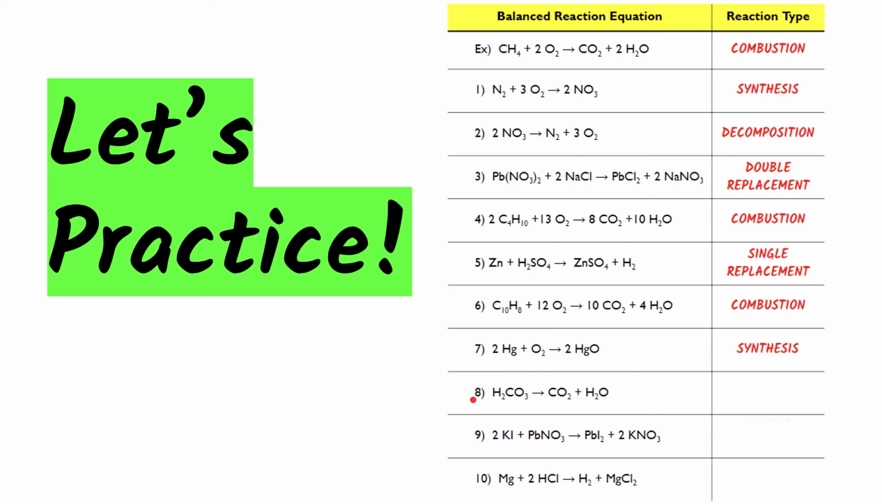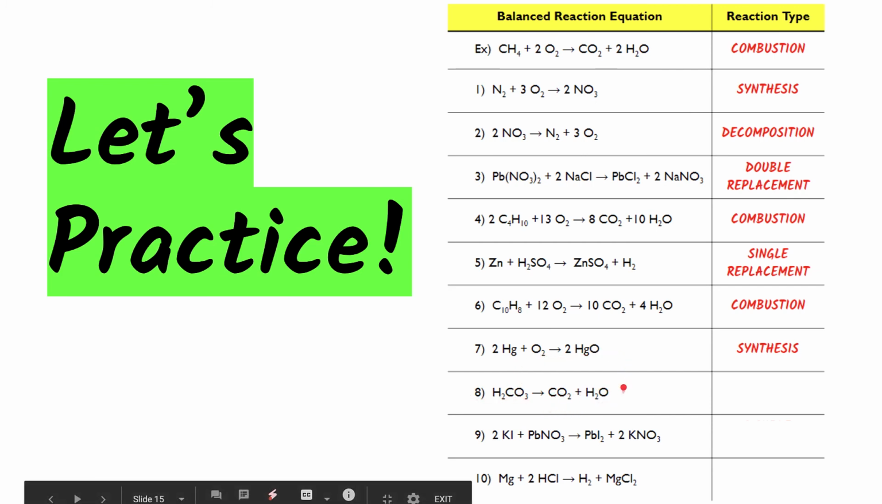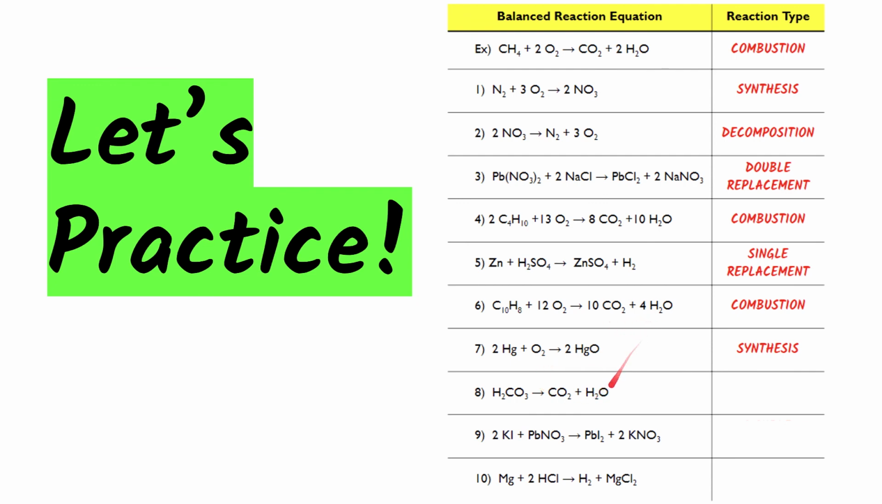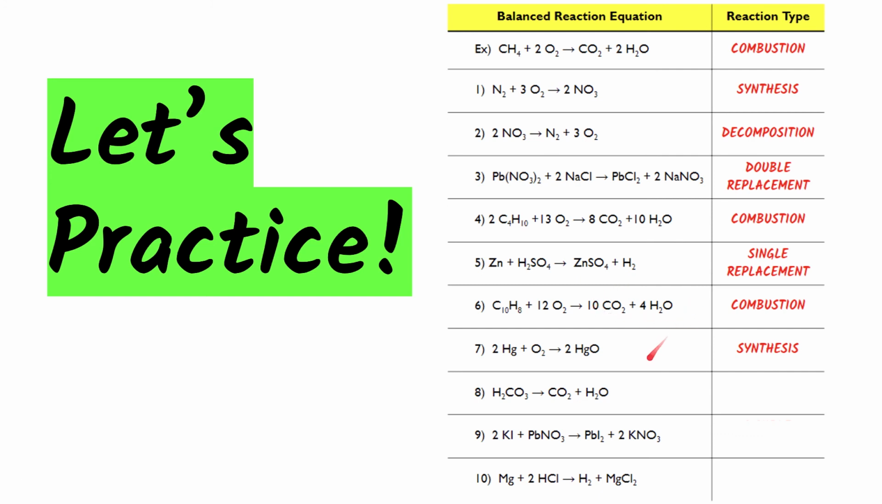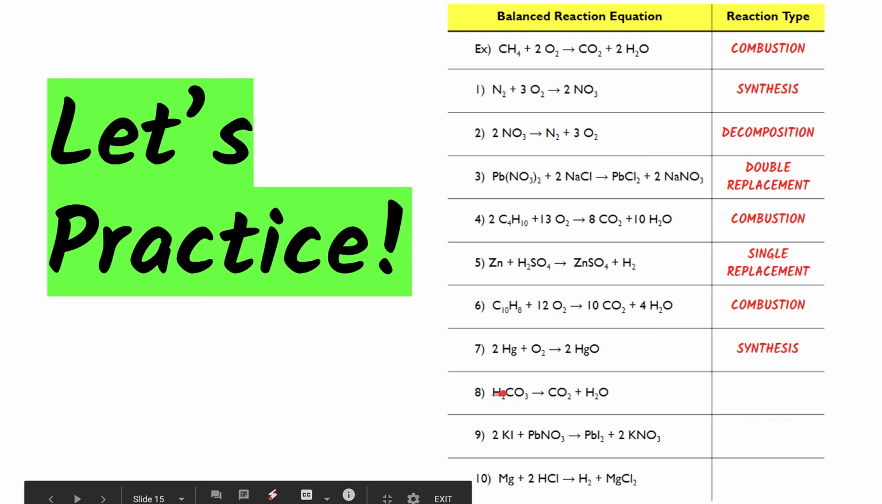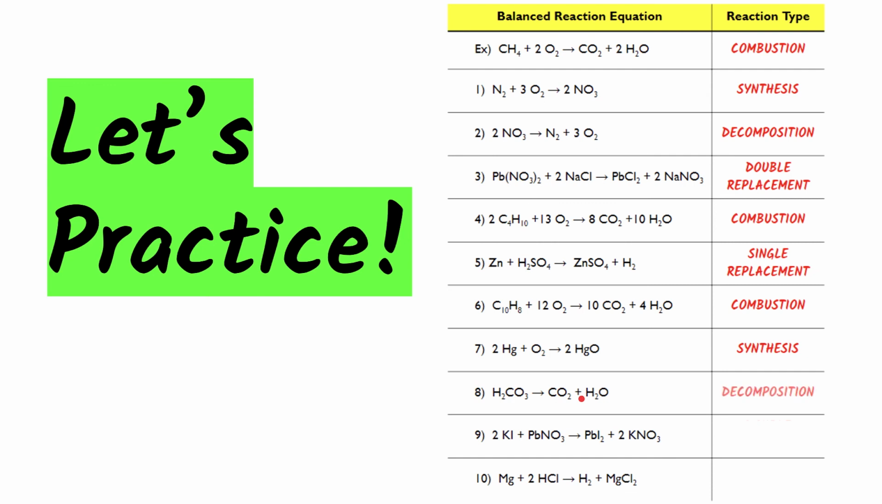Number 8, H2CO3 reacts to form CO2 plus H2O. Now this is one place where alarm bells should not go off in your head about the CO2 and H2O. This is not a combustion reaction, even though I know I said that if the products are CO2 and H2O, it usually is. But notice, in this case, the reactants are not some sort of hydrocarbon plus oxygen, right? The reactant, it's just one reactant, is H2CO3. And it's breaking apart to form CO2 plus H2O. This is a decomposition reaction. You start with one compound, and you end up with 2 compounds. So that would be a decomposition reaction.